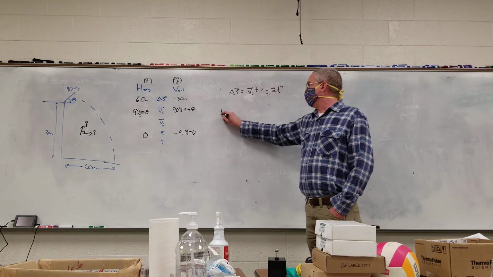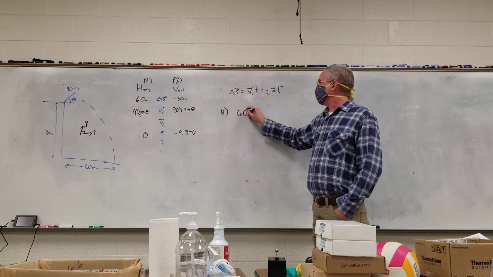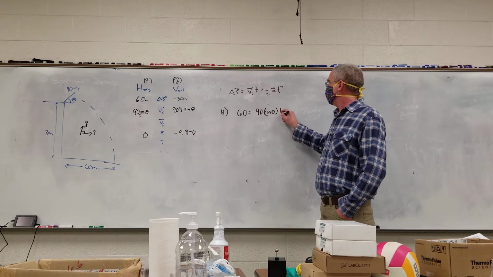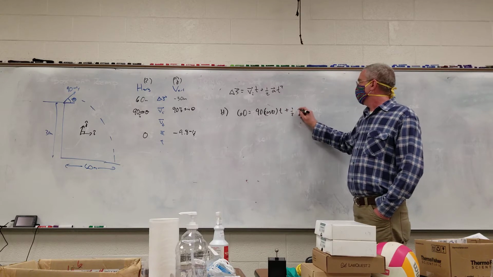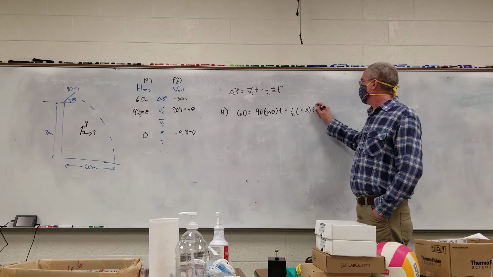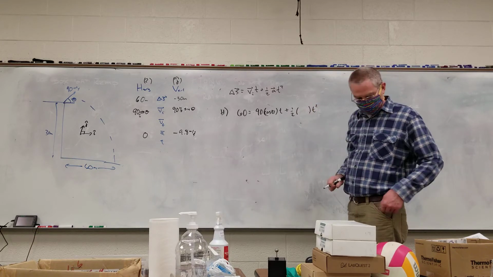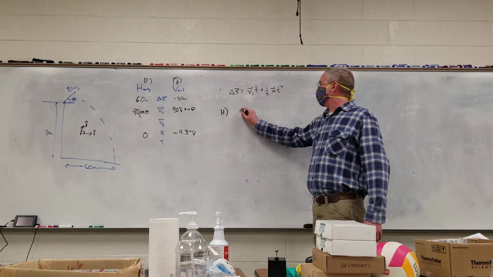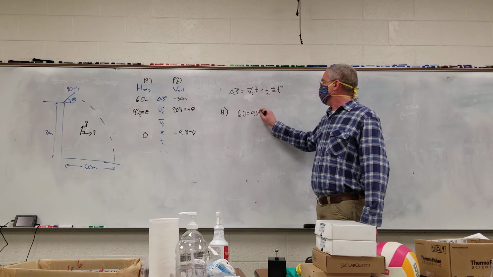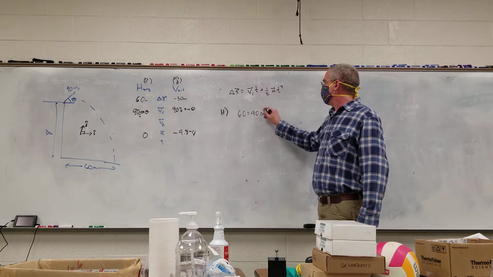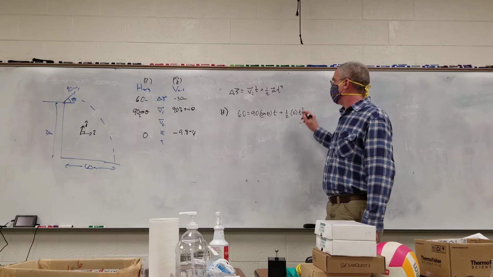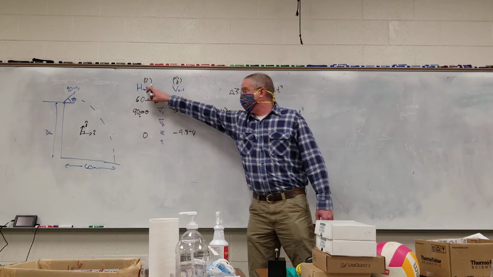So we have the horizontal equation. So horizontally, I have 60 is equal to 90 times the cosine of theta times time plus 1/2 times 0 times time squared. That's plugging in the horizontal data.